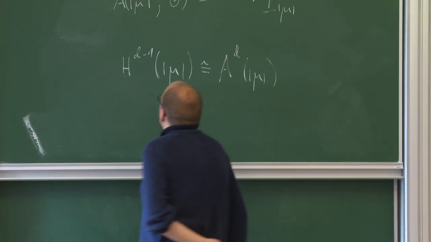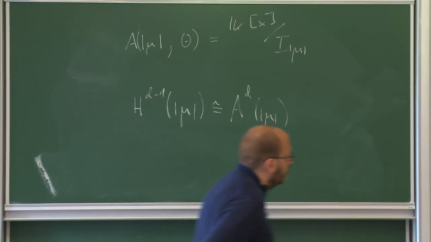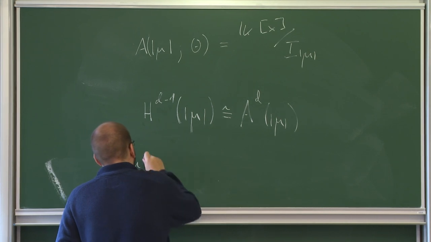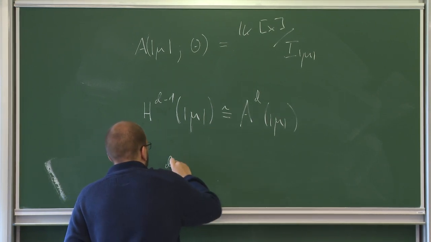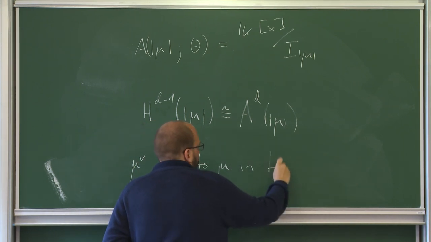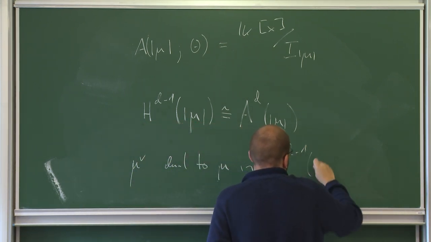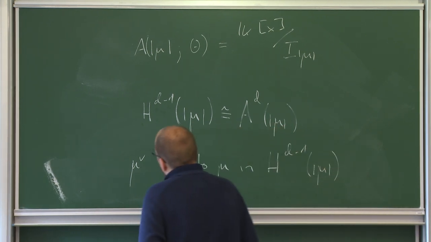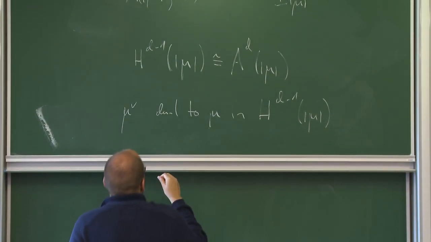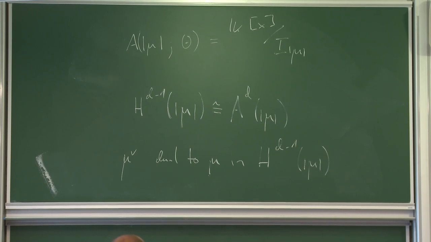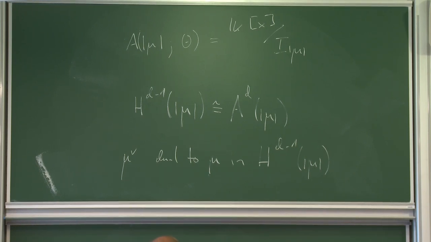So this is a canonical isomorphism here. And what can I say then? Well, now what I can consider is the dual to mu, v. This is a dual to mu in the cohomology, all right? And what I can in particular do is think of v, mu dual, as a quotient of A d.